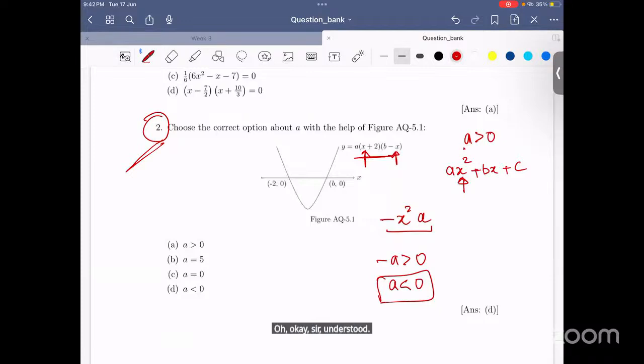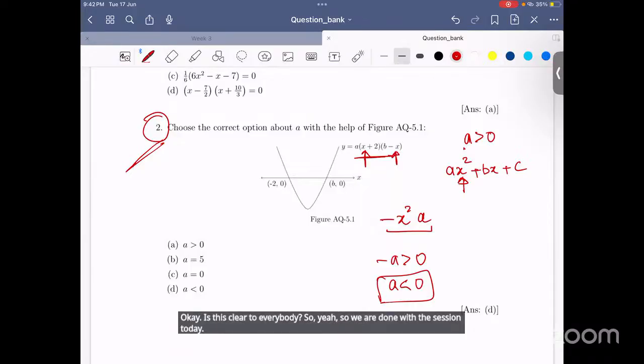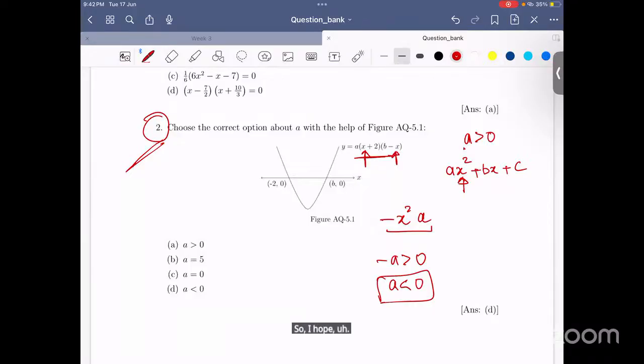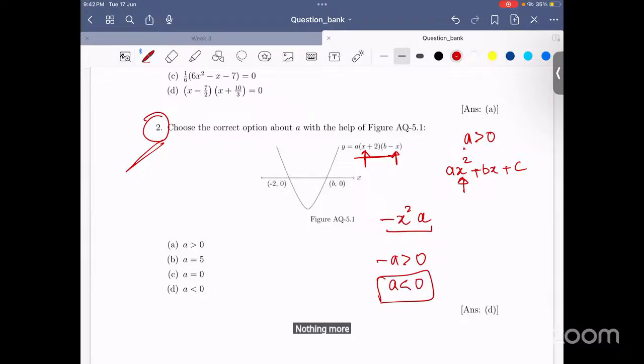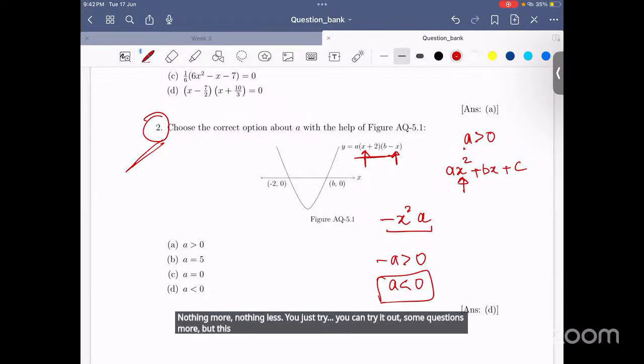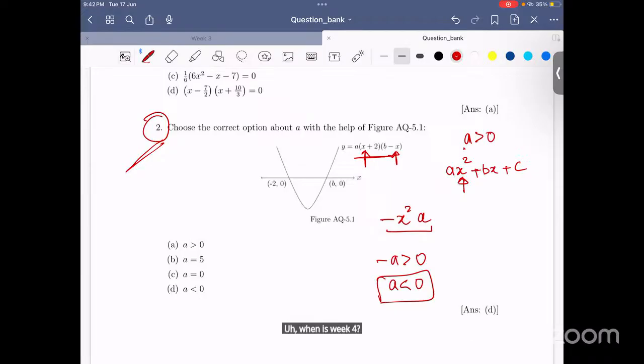Is it clear to everybody? So yeah, we are done with the session today. I hope you have understood everything we have discussed. This is what you should be knowing about the third week, nothing more, nothing less. You can try out some more questions, but this is what you should know. Sir, can I ask my doubt now? Yeah, go ahead.